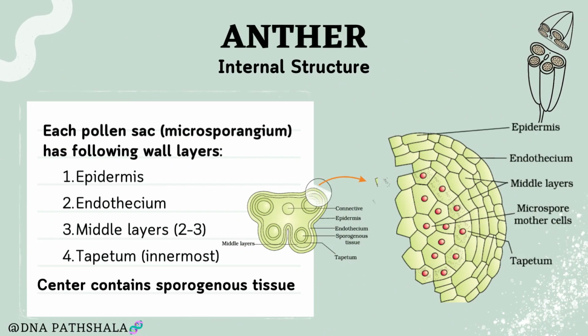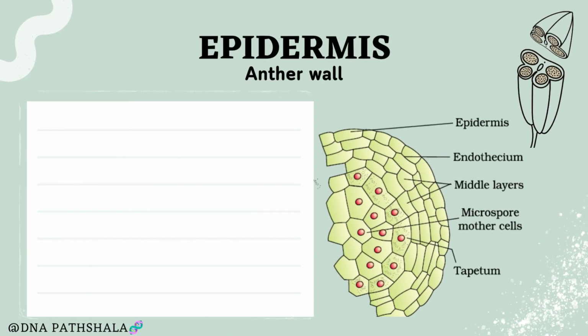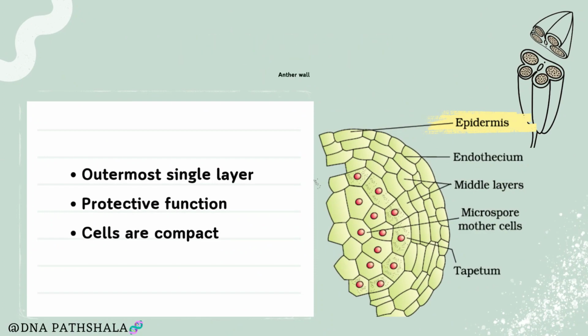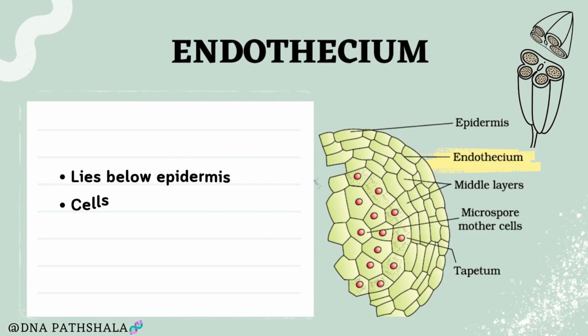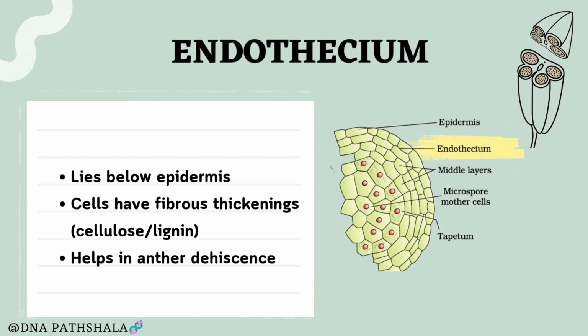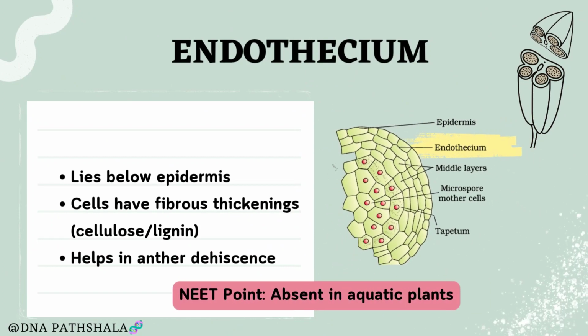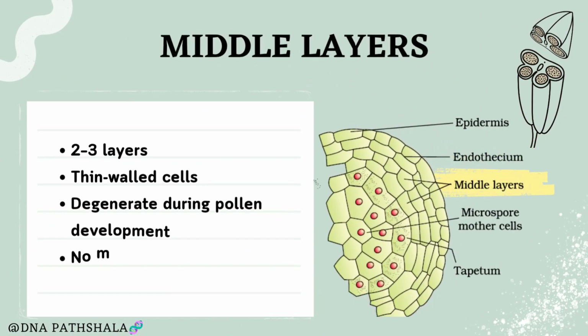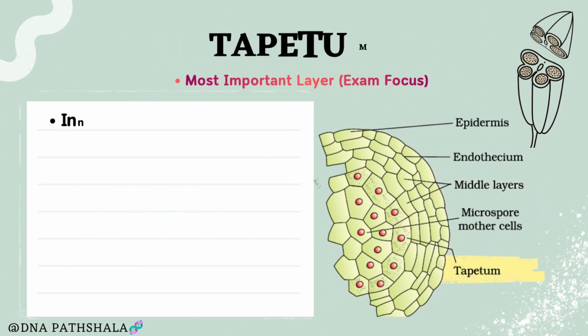Let's quickly go layer by layer. First is epidermis. It is an outer layer. It has simple role, that is protection. Nothing complicated. Next is endothecium. It has fibrous thickenings and helps the anther to open and release the pollen, that is Anther Dehiscence. Important point, it is absent in aquatic plants. Remember, okay? Middle layers are temporary. They degenerate as the anther matures, so no major role.